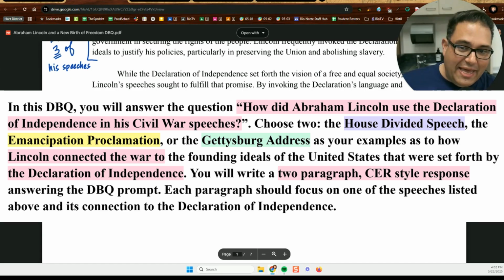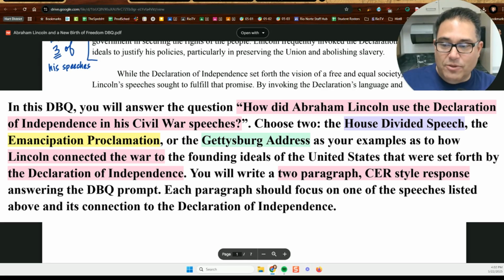House Divided speech, Emancipation Proclamation, Gettysburg Address. They're all here in your packet as your examples of how Lincoln connected the war to the founding ideals of the United States as set forth by the Declaration of Independence. In other words, pick 2 of these 3 and match them up. How do the words of the House Divided speech match up with the Declaration? How can we see that Lincoln's thought process when he was writing and delivering the House Divided speech was guided by the Declaration of Independence, or the Emancipation Proclamation, or the Gettysburg Address?